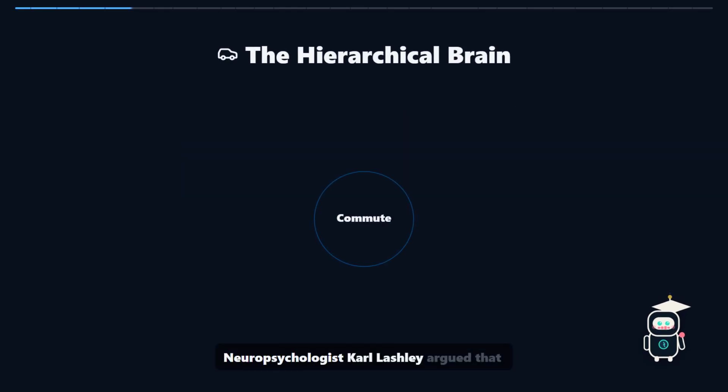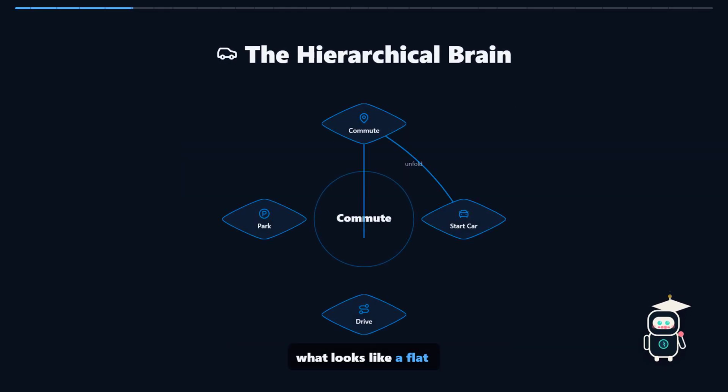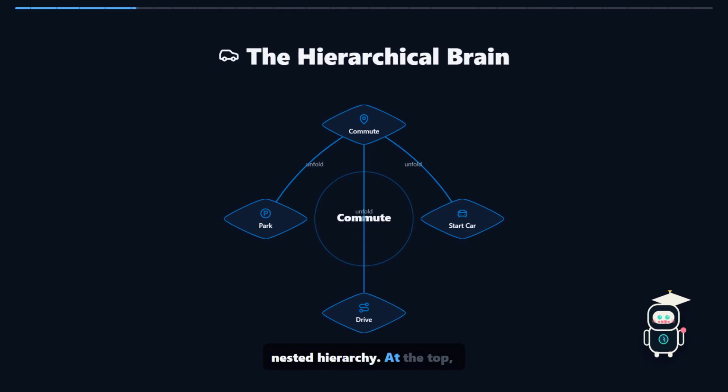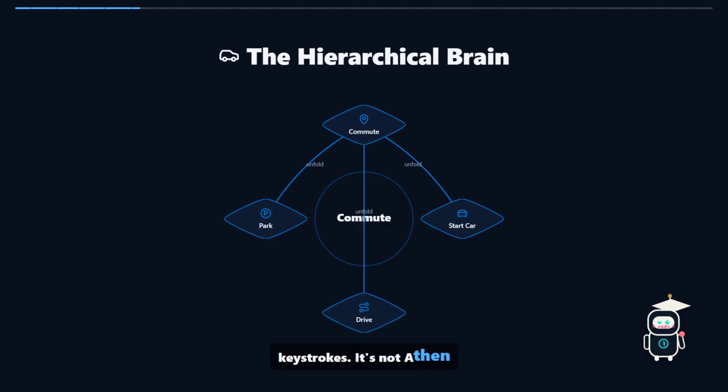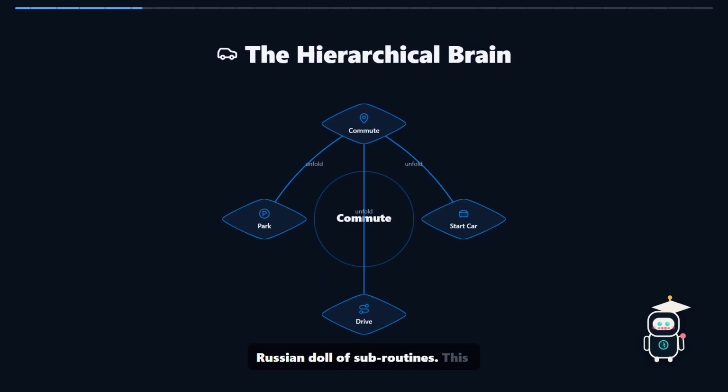Neuropsychologist Carl Lashley argued that what looks like a flat sequence, say typing a sentence, is actually a nested hierarchy. At the top, you have a plan. Express an idea. Then sentences, words, keystrokes. It's not A, then B, then C. It's a Russian doll of subroutines.